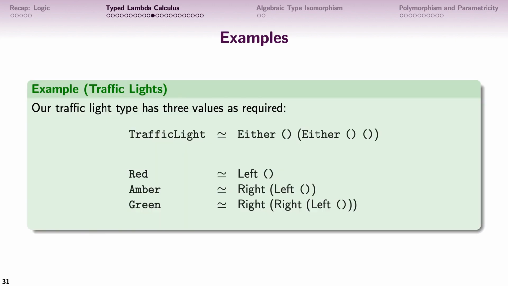I'll come back to the previous slide. So now our traffic light is expressed this way, and then red is the Left unit, okay, and then amber is the Right, so we go to the right-hand side here, and then the Left, and then green is Right and then Right. So each of these three different unit types are expressing the three different possibilities that we have, and we combine them together with Either. So this is how we can express a three-valued type using just unit and Either. And we also have tuples and functions, but this is all you need for this particular example.